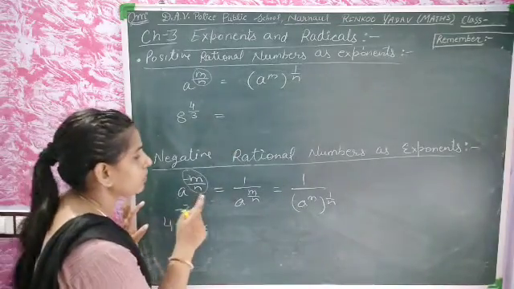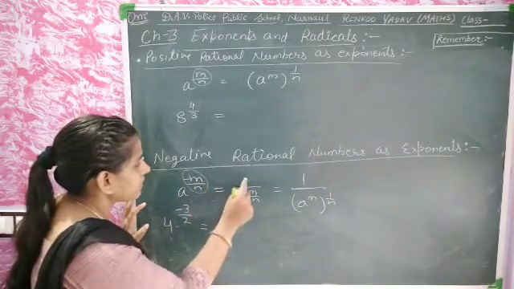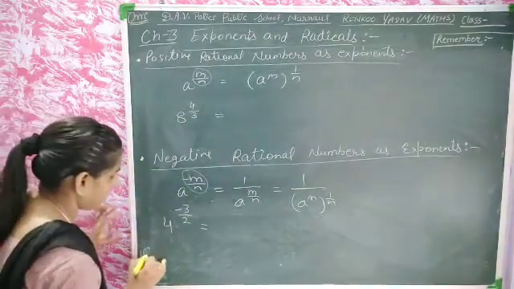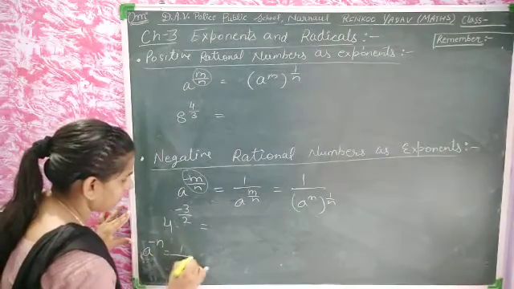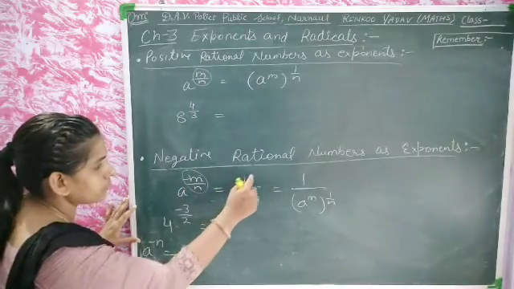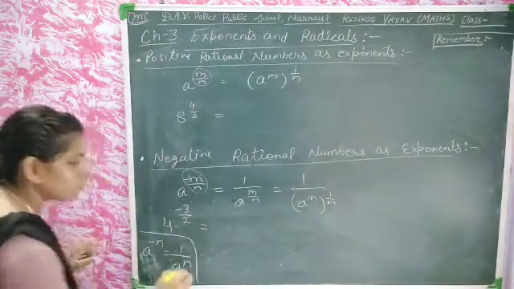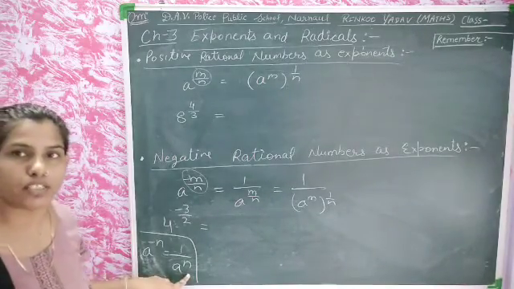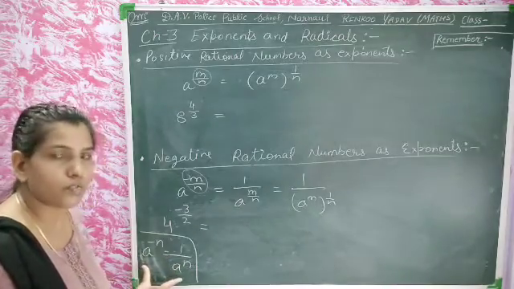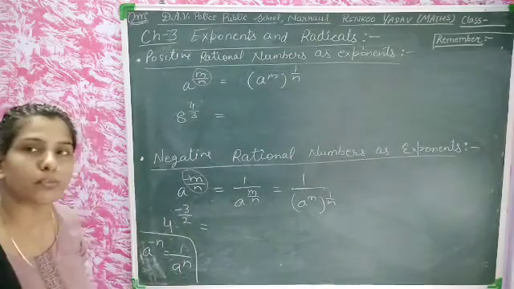And if we have to solve the negative rational number power, then this is the rule: a to the power minus n equals 1 divided by a to the power n. So a to the power minus m by n is equal to 1 divided by a to the power m by n. We have done this rule of the laws of exponents already, on the first page. A to the power minus n is equal to 1 divided by a to the power n.